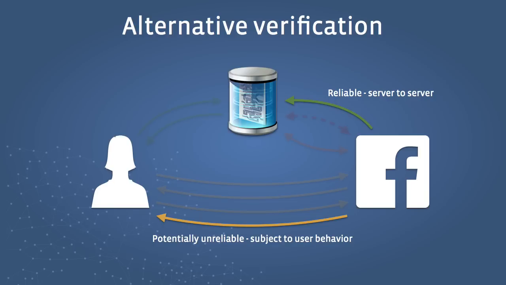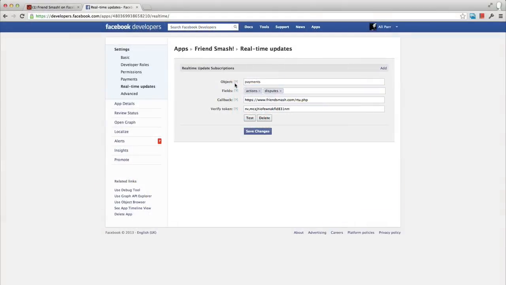The way this works is via a subscription. You define with Facebook a callback URL, which Facebook will contact with details on a transaction when they change. You can subscribe to RealTime Updates either through the Graph API or via your developer app settings page.